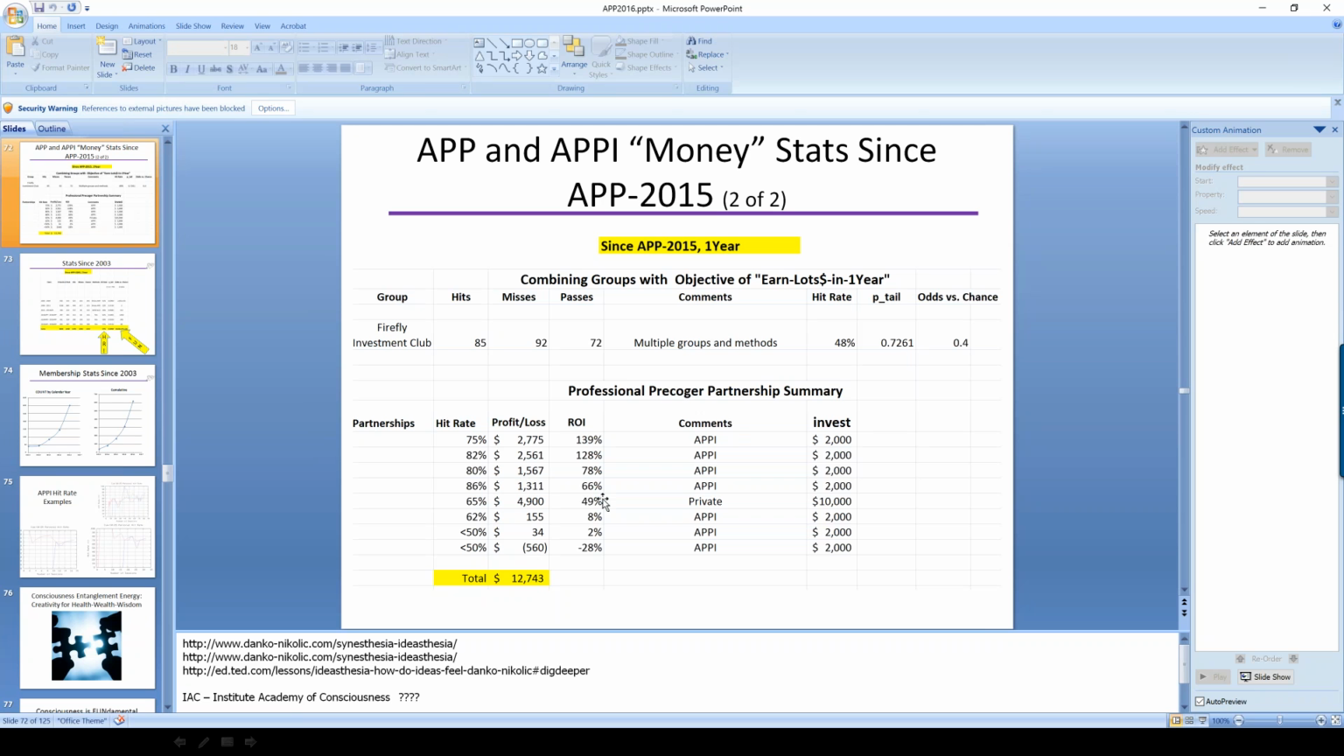This is the return on investment. Okay, and you can see, hey, in this day and age, if you make 8%, people are pretty happy. But you can see here with the good viewers doing this kind of hit rate, you can make very good return on investments. And that's what we want to expand on with more and more professional precoggers.